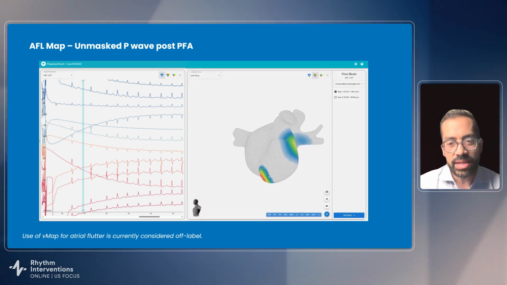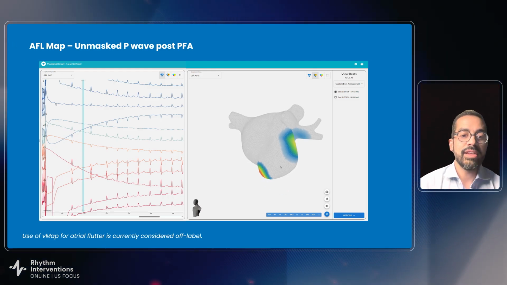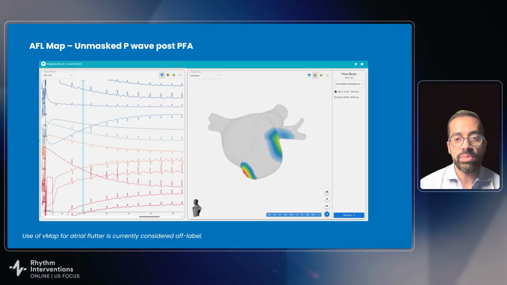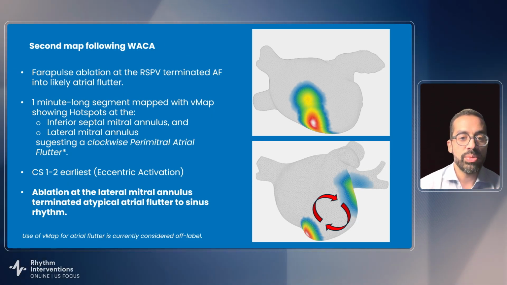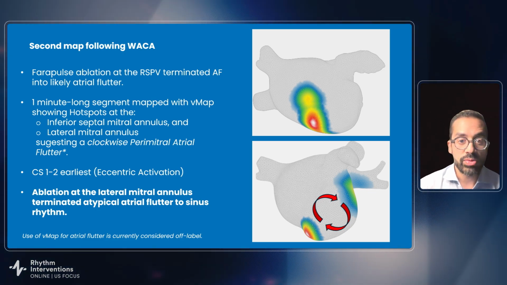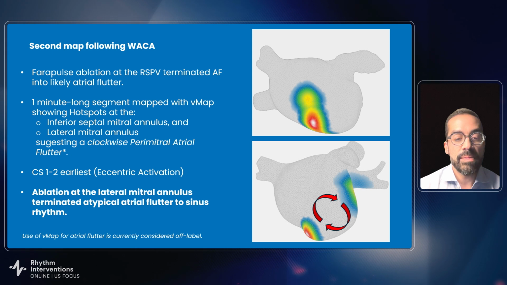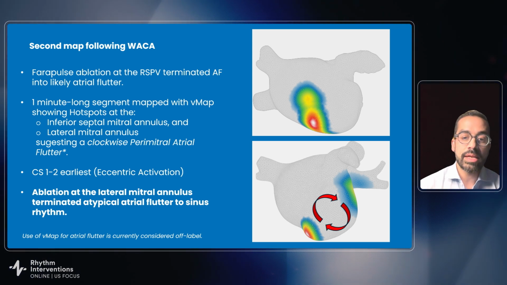Not that we necessarily need VMAP to highlight an organized arrhythmia like atrial flutter when we can map with an intracardiac therapy catheter or diagnostic catheter. But it's certainly nice to showcase that in this particular case, what we saw was that a perimitral flutter was present, and we ultimately did a lateral isthmus line, and the patient went into sinus rhythm.